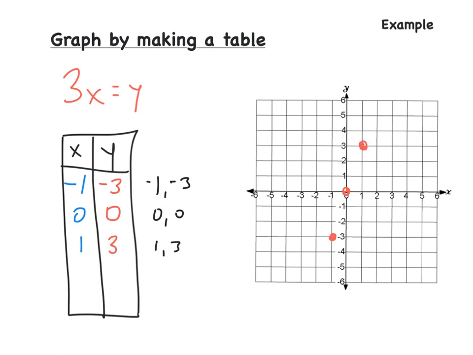Draw a straight line between them. And there we go. And this is the graph of 3x is equal to y.